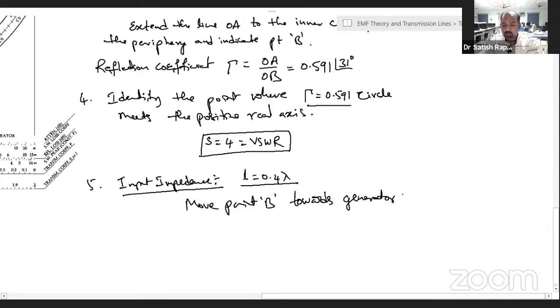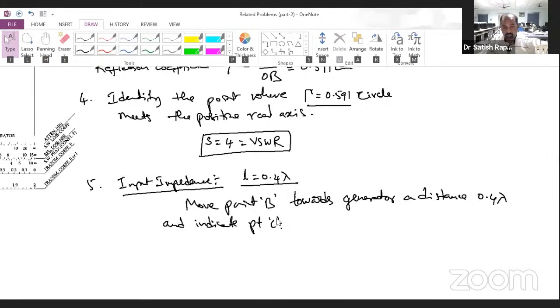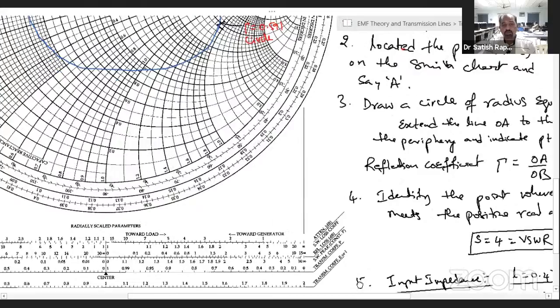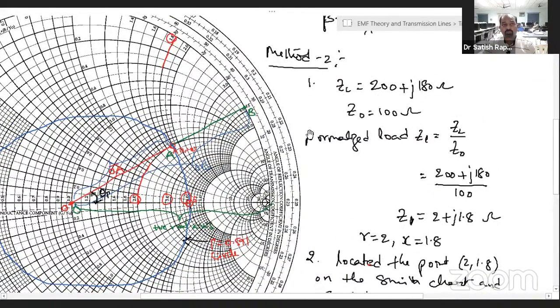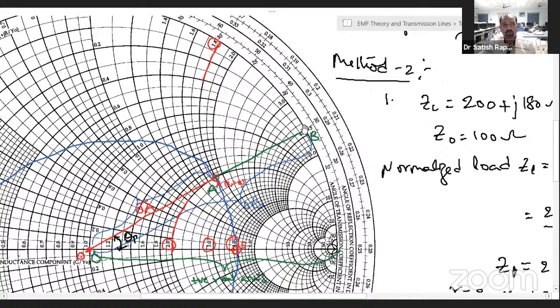towards the generator a distance of 0.4 lambda and indicate point C. So move point B towards the generator a distance of 0.4 lambda. So what is point B? Let me zoom in. So this is point B. Can you see this? This is point B.